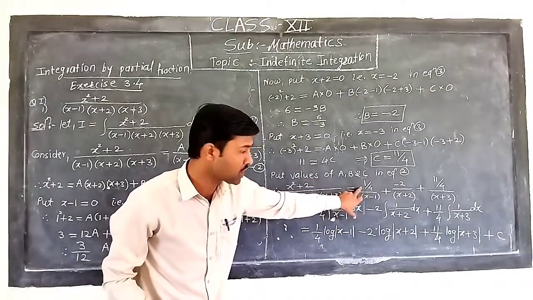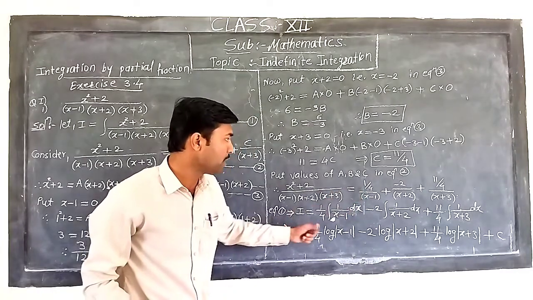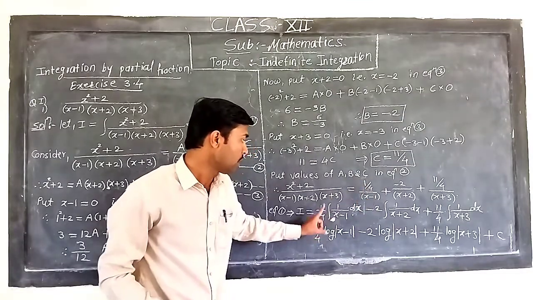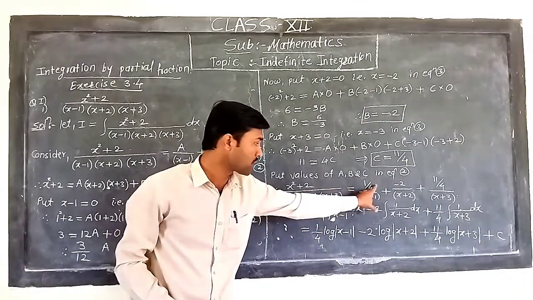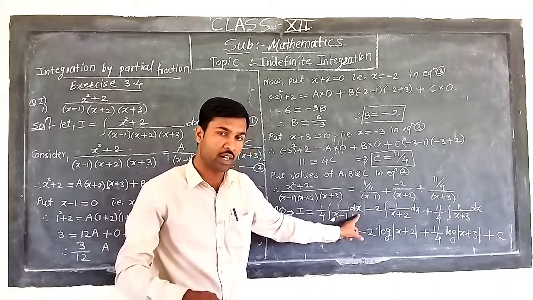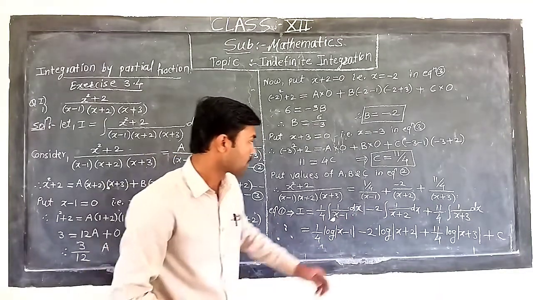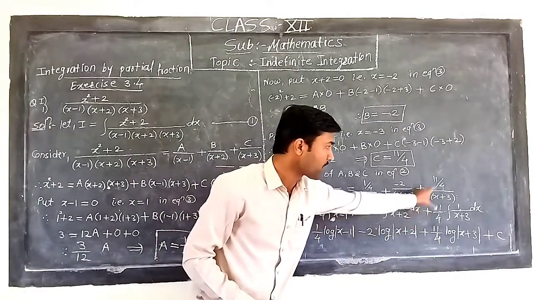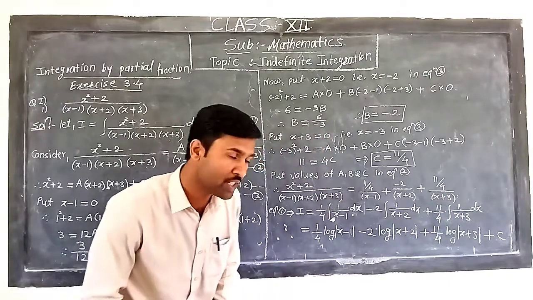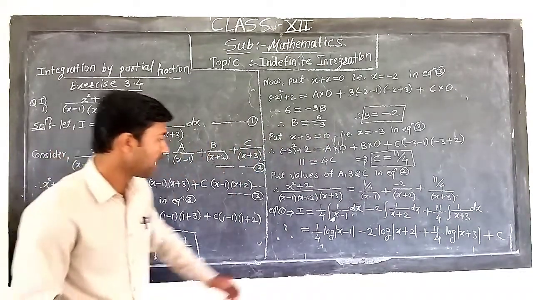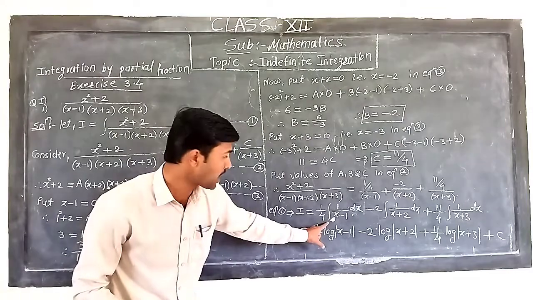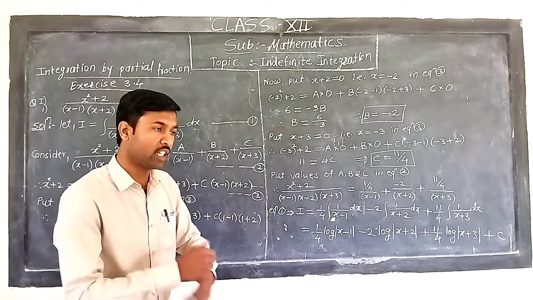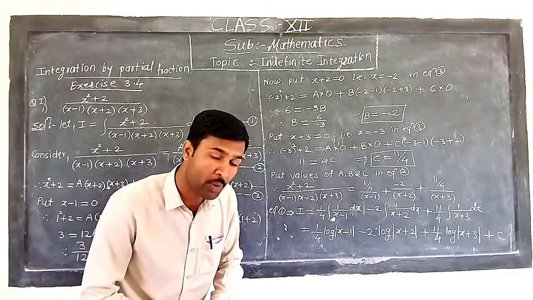So after replacing this value, this integration I will become 1 upon 4, which is a constant, so I take it outside of this integral, and 1 upon 4 into the integration of this first term, that is 1 upon x minus 1 into dx. I have also separated the integration. So plus minus 2 into the integration of 1 upon x plus 2 into dx, plus 11 upon 4 into the integration of 1 upon x plus 3 into dx. And after solving this, we get 1 upon 4 into, here is a term like the integration of 1 upon f of x dx. And the integration of 1 upon f of x dx is log of mod of f of x.